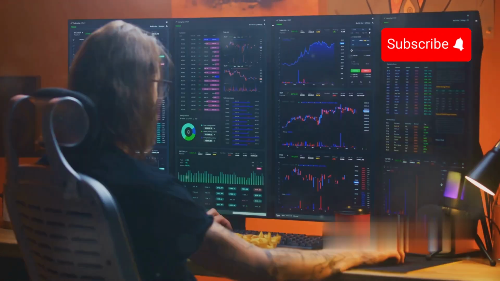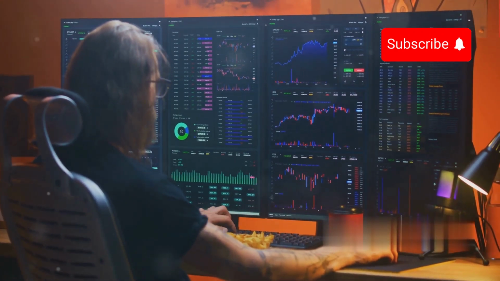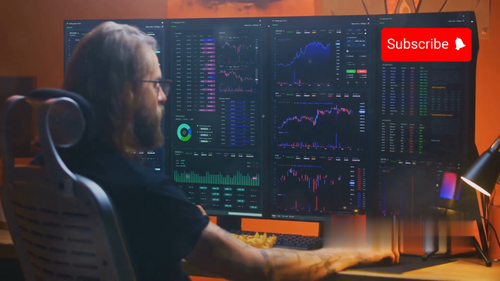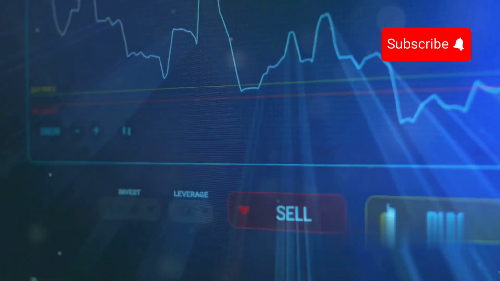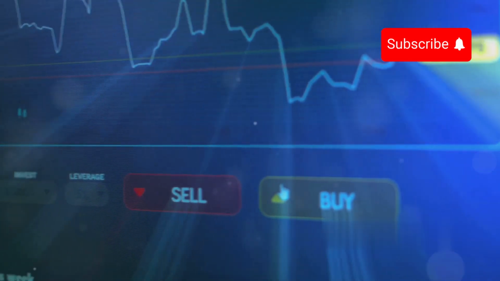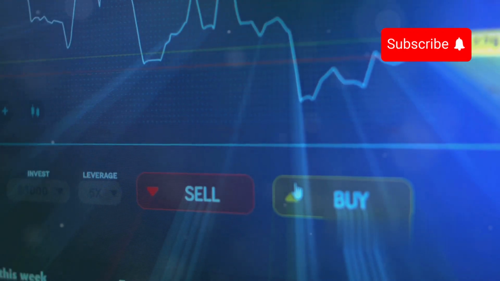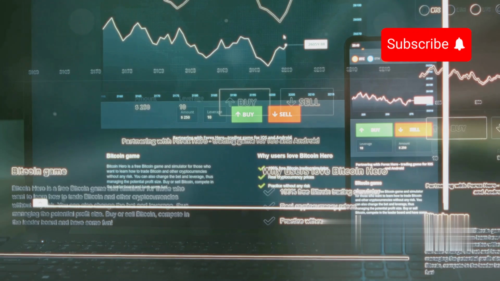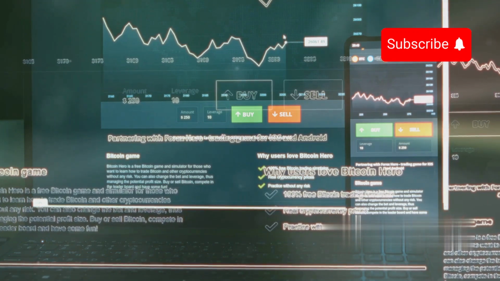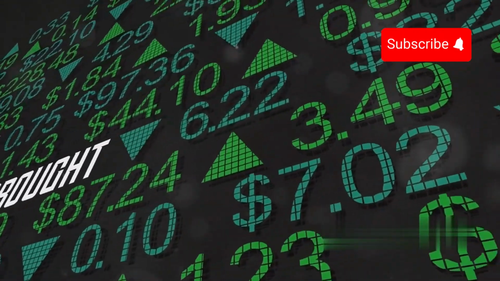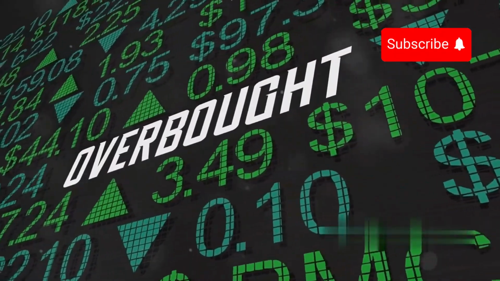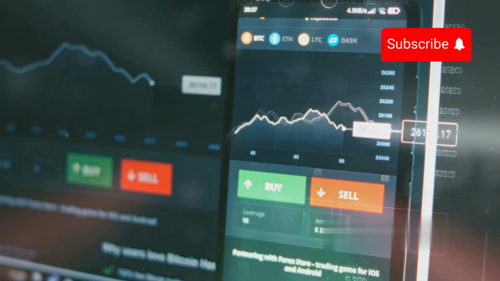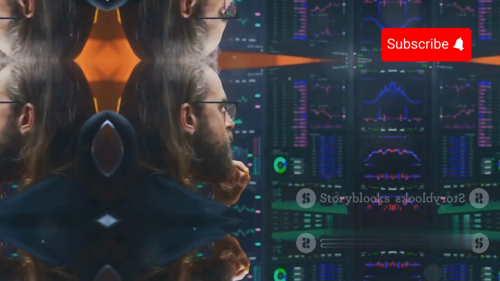In addition to support and resistance, consider using technical indicators like the Relative Strength Index, or RSI. The RSI is a momentum oscillator that measures the speed and change of price movements. It ranges from 0 to 100 and is typically used to identify overbought or oversold conditions in the market. An RSI above 70 indicates that the asset might be overbought, while an RSI below 30 suggests that it might be oversold.